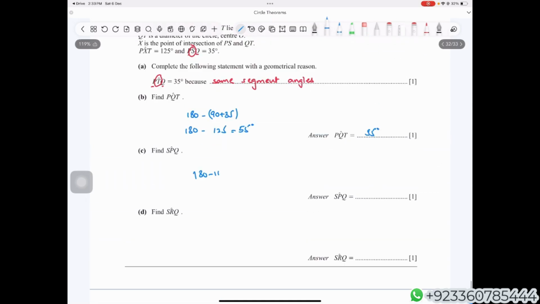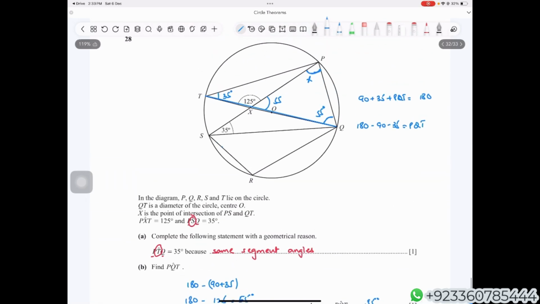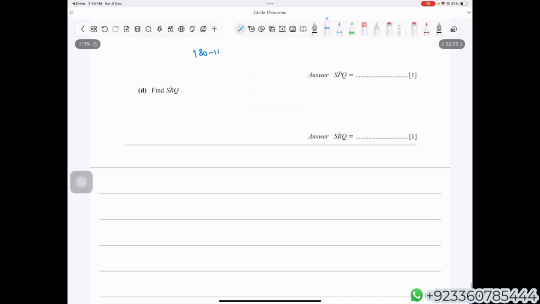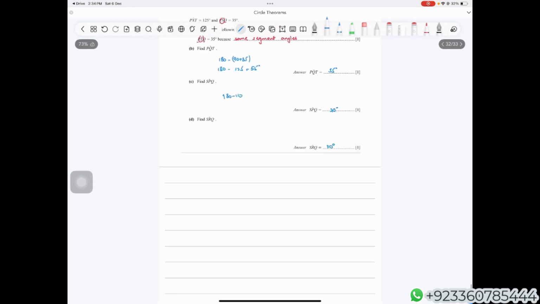Moving on, SRQ. अब SRQ is this angle over here. हमने P find कर लिया है which is 70 degrees and can you see that PSRQ is a cyclic quadrilateral and opposite angles in a cyclic quadrilateral add up to 180 degrees. So this is going to be 180 minus 70, which is going to be 110. So the answer is 110. I hope this is clear.